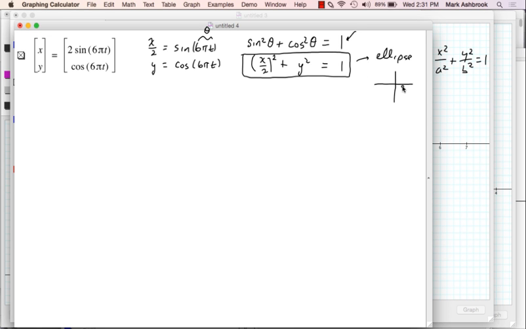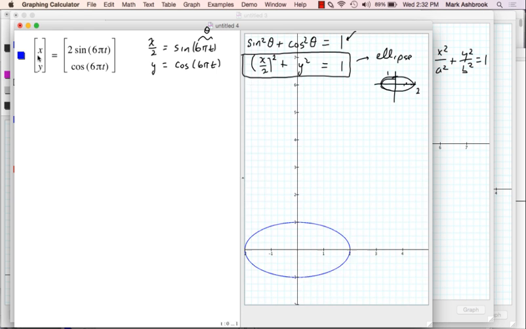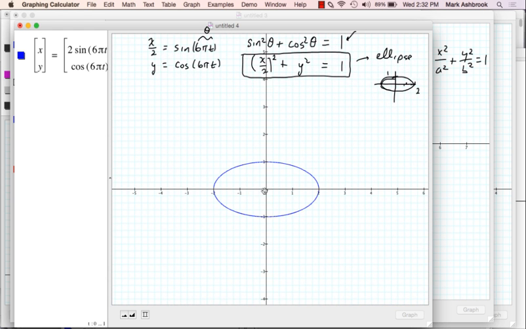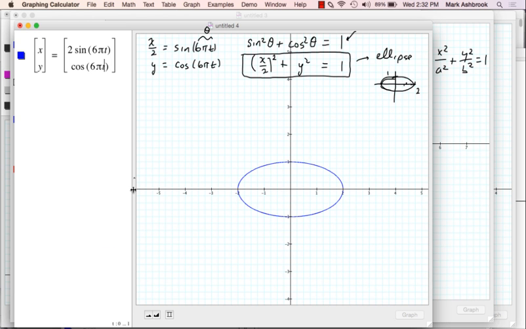So what do we got? So we got a equals 2. I'm just going to sketch this first by hand, and then we'll plot it. And then this is like y over 1 squared. It's going to be 1. So this ellipse is going to be longer horizontally, twice as long. So let's graph it. Okay, so there it is.